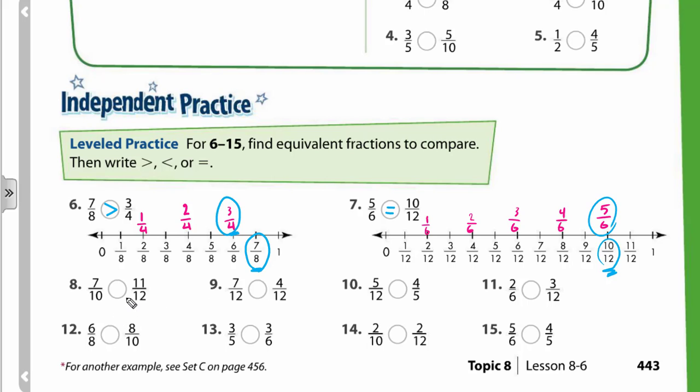7 tenths and 11 twelfths. So 10 multiply 11. Excellent. We take the denominator to the other numerator. 10 multiply 11 is 110. And 12 multiply 7 is 84. So 11 twelfths is greater than 7 tenths. Excellent. Thank you, my hero. So the answer, my heroes, is less than. Great work, Malik.